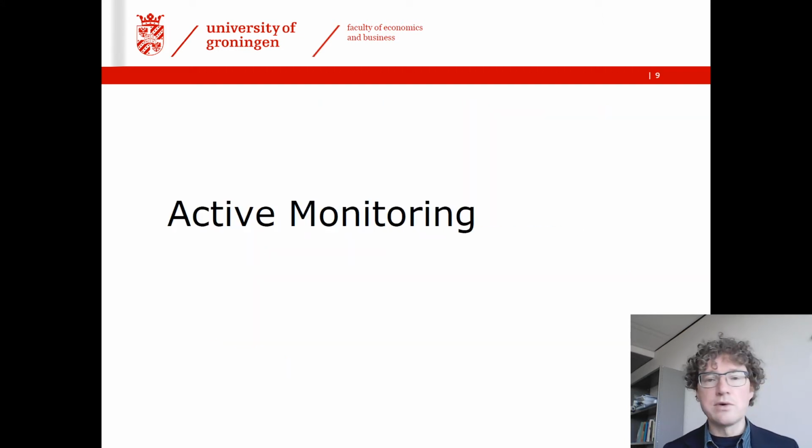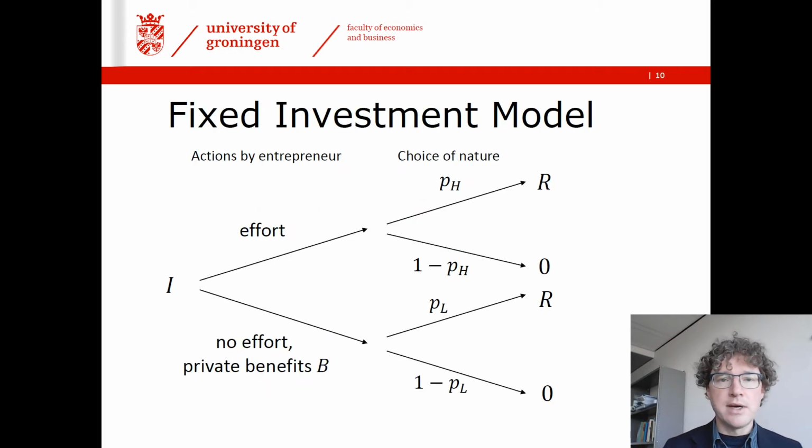So this is another component that's related to, but not identical to, the active versus passive monitoring discussion. What we'll do now first is have a look at the model of active monitoring. For this model, we go back to the fixed investment model, the model with effort choice by the entrepreneur for this project, which involves his initial investment I. Again the entrepreneur can choose either to put in some effort into the project or not put in effort but get some private benefits, which we again call capital B.